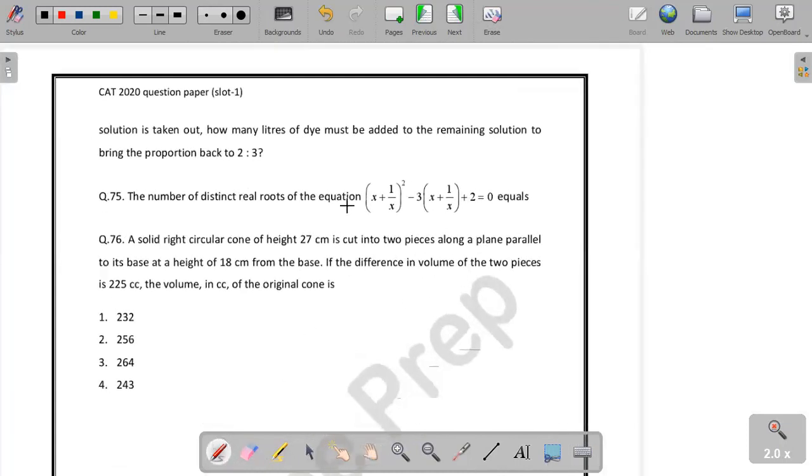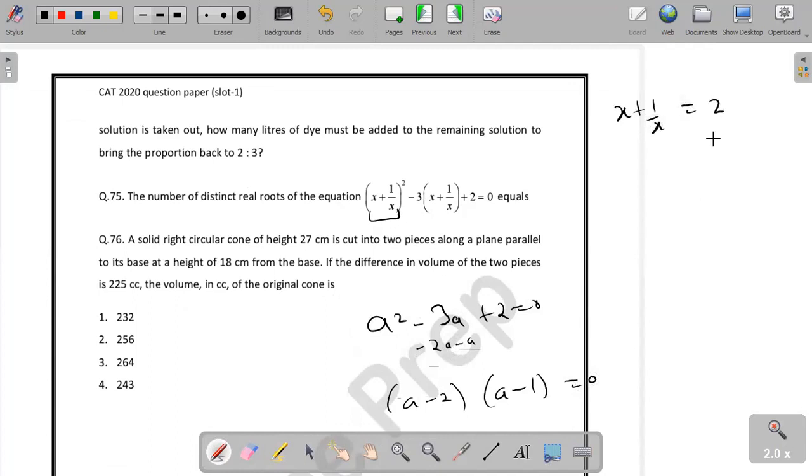The number of distinct real roots of the equation, I would take this as a. So a square minus 3a plus 2 is equal to 0. I can say minus 2a and minus a. So a minus 2 and a minus 1 is equal to 0. So x plus 1 by x is equal to 2, or x plus 1 by x is equal to 1. Fine. If I multiply by x, from here I would receive x square minus 2x plus 1 is equal to 0, and from here I would receive x square minus x plus 1 is equal to 0.